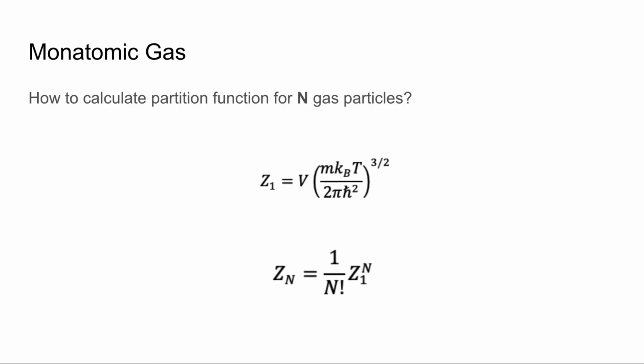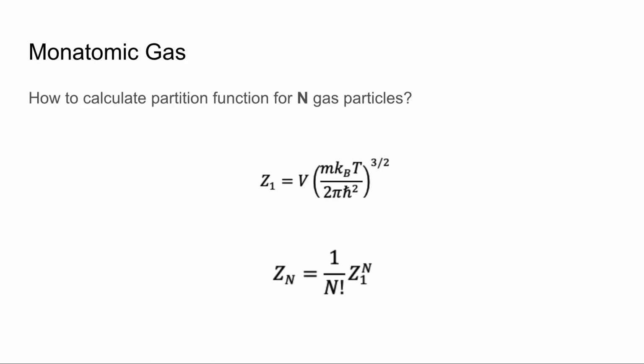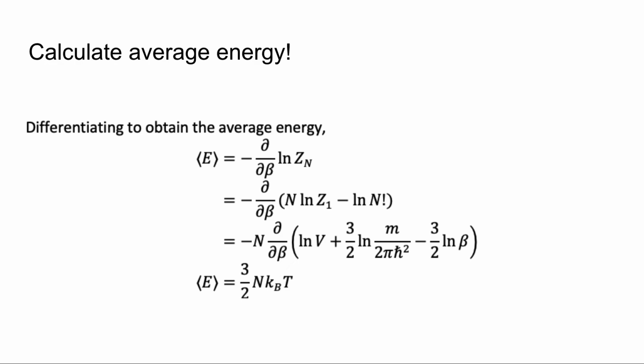So we can extend this to n particles, which turns out to be just this formula: z is just one of them to the power of n divided by n factorial, which is something to do with the indistinguishability in quantum mechanics. So with this formula we can already calculate the average energy.